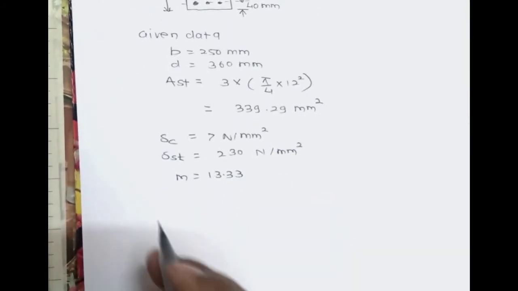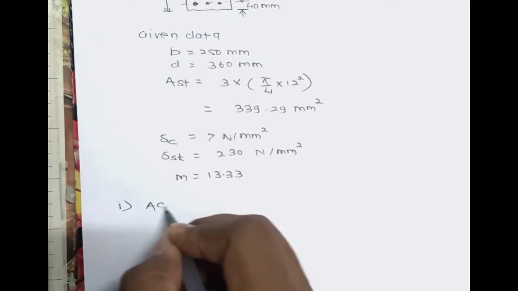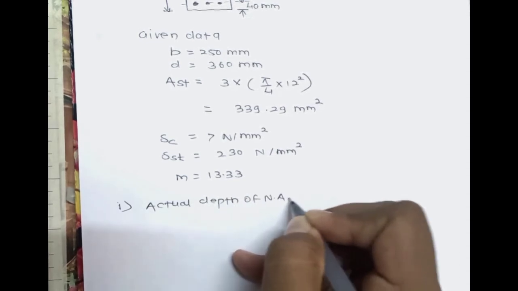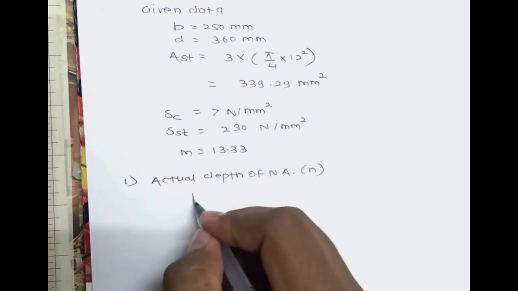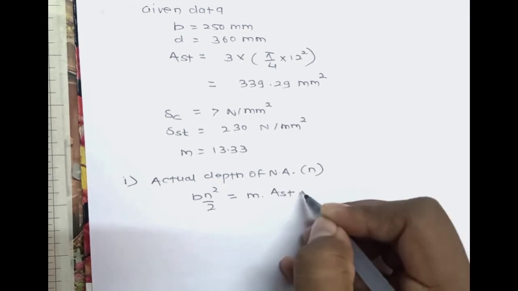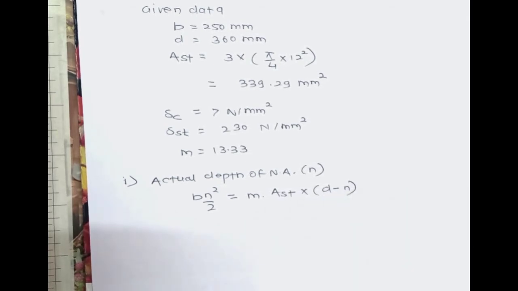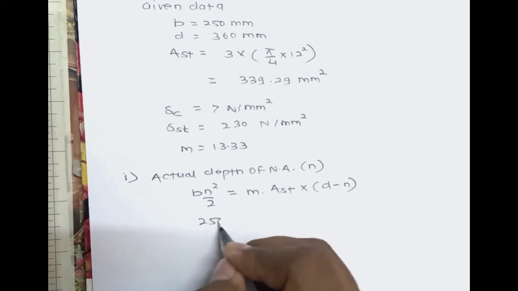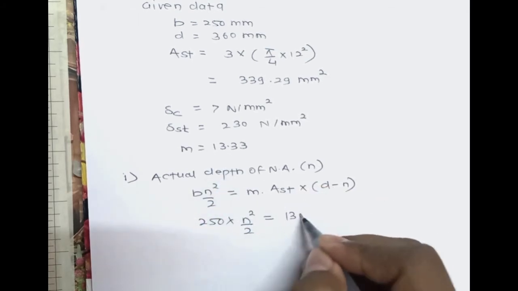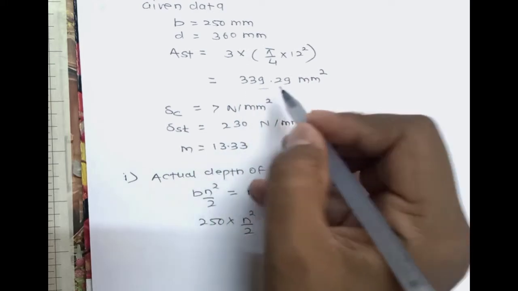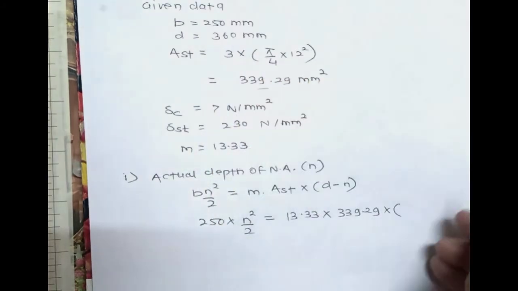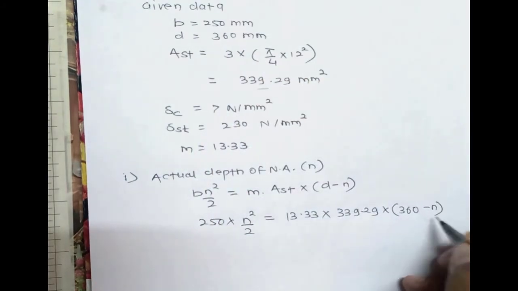The first step is to find the actual depth of neutral axis n. For this we have a formula: b n squared by 2 equals m into area of steel into d minus n. So write down the values: 250 into n squared by 2 equals m, that is 13.33, into area of steel, that is 339.29, into d, that is 360 minus n, where n is unknown.